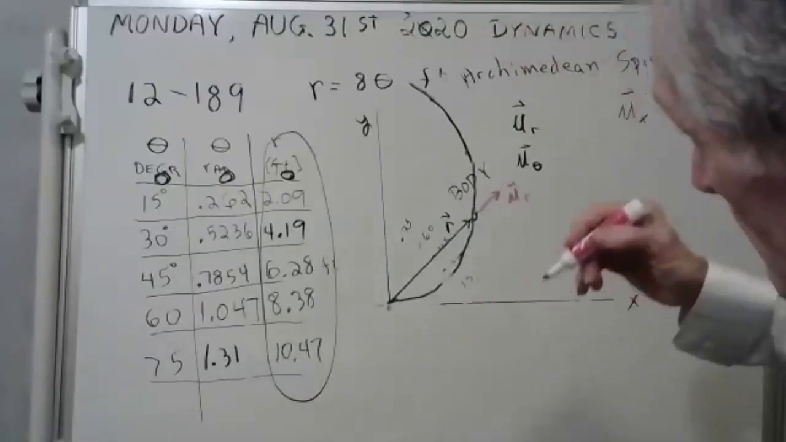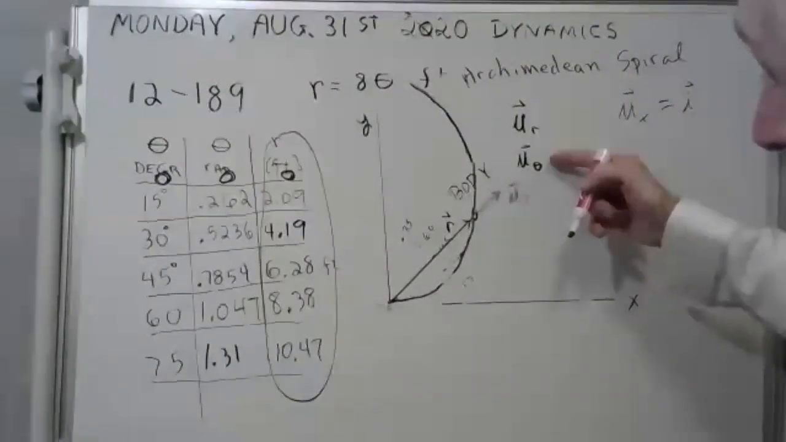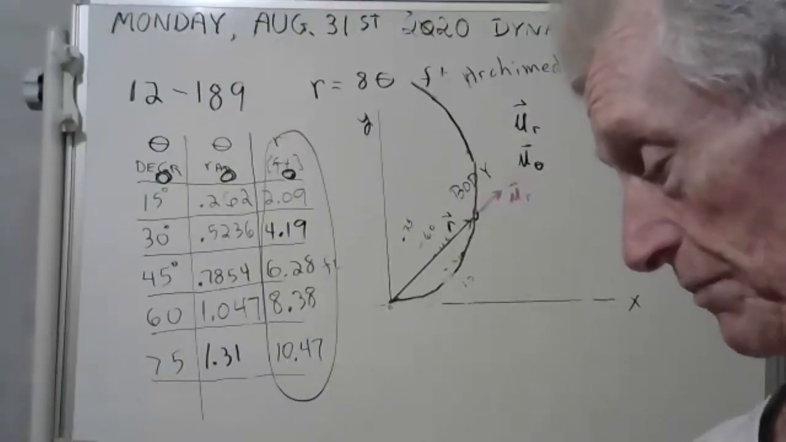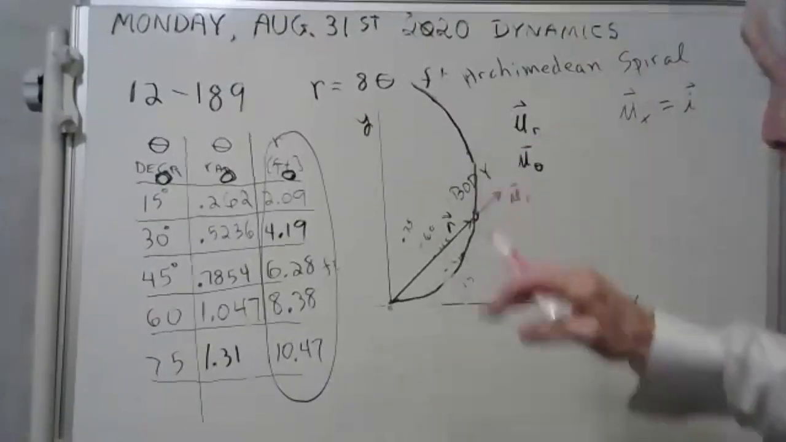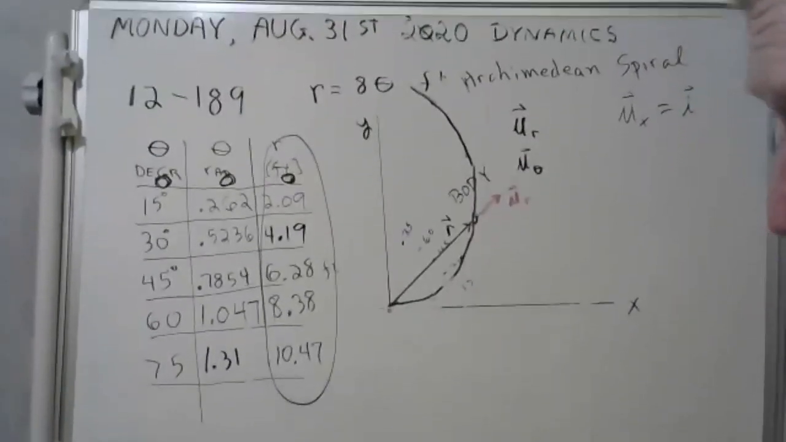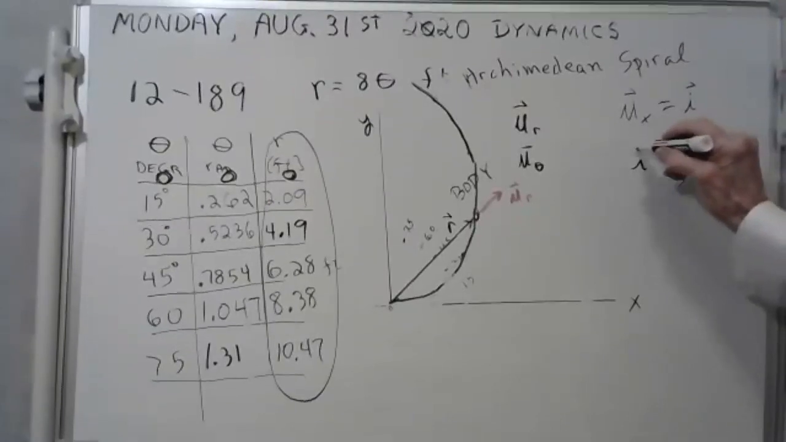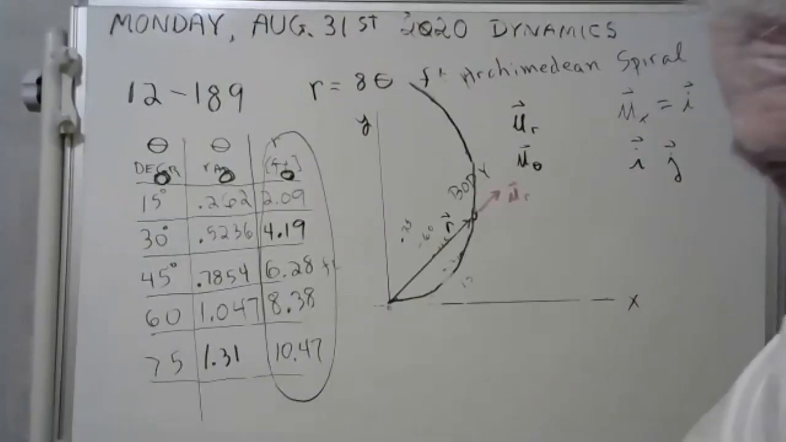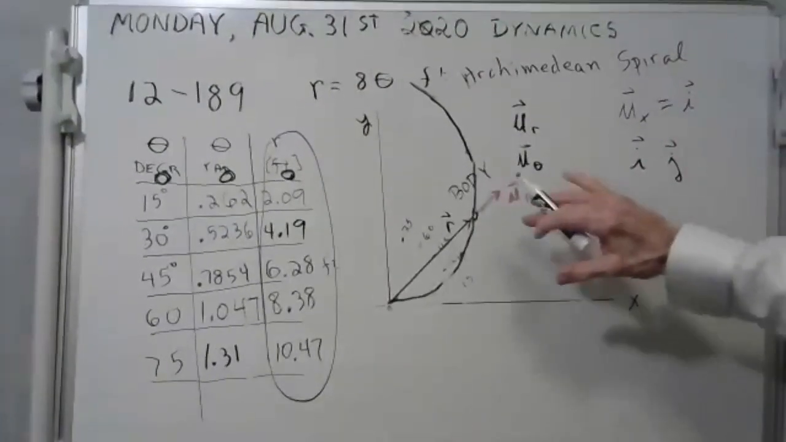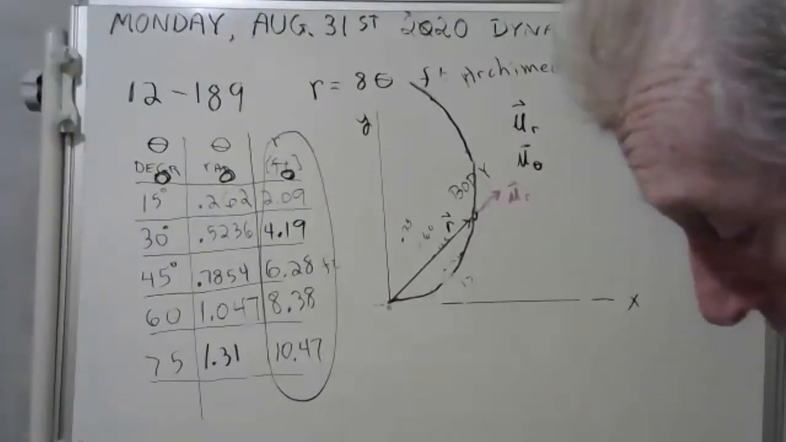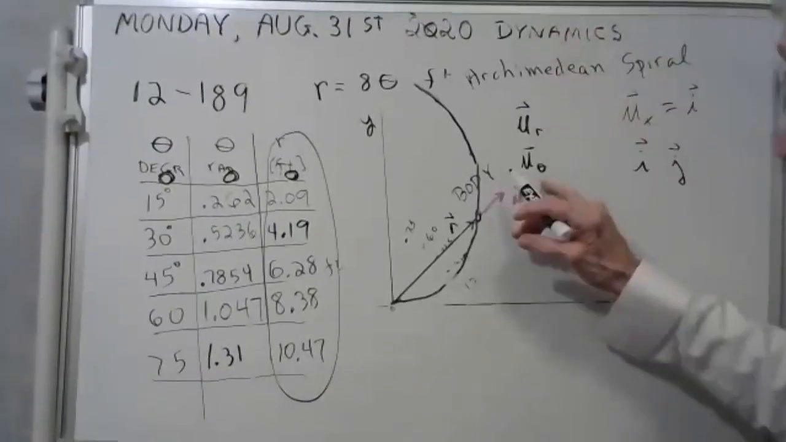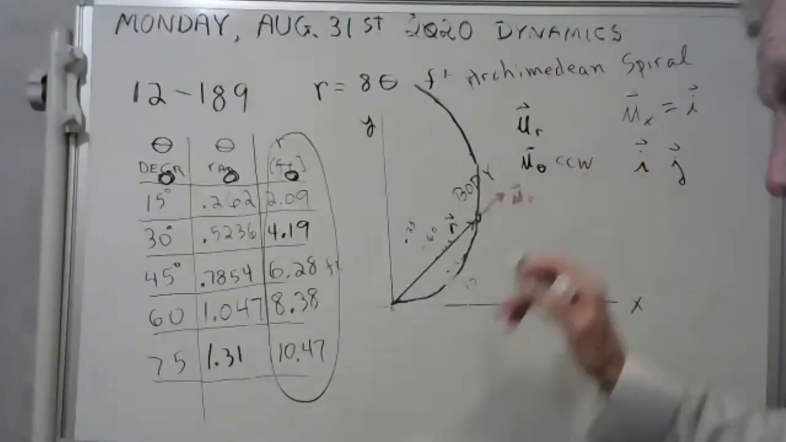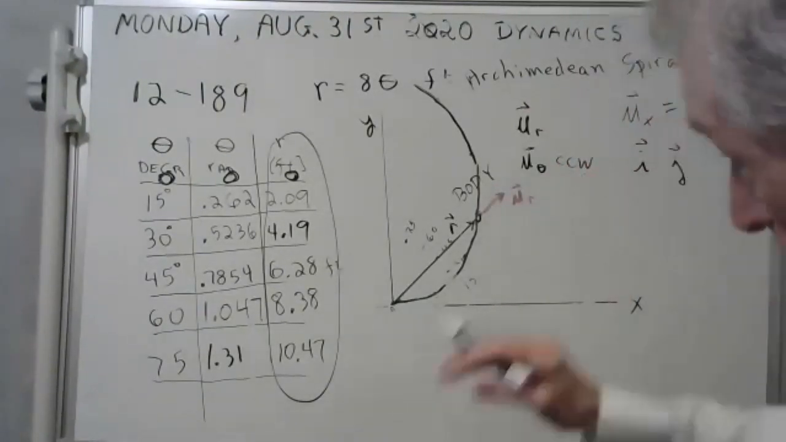Okay. Now this is the transverse unit vector. Tyler, it's always perpendicular to the radial unit vector. Did you know all these unit vectors are perpendicular? Did you know I and J are perpendicular? I and J are perpendicular. Well, these two have got to be perpendicular too. And the rule is that this one has to be perpendicular and counterclockwise. Did that show up? Yeah, counterclockwise.